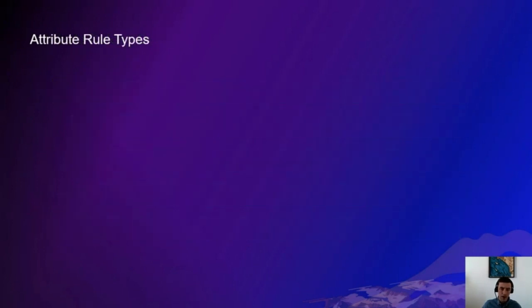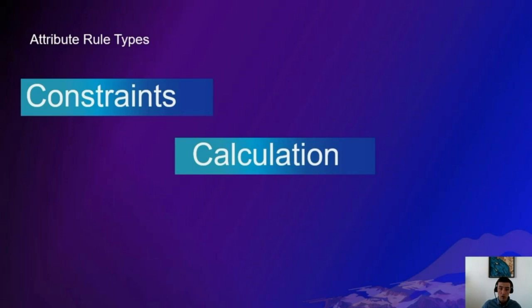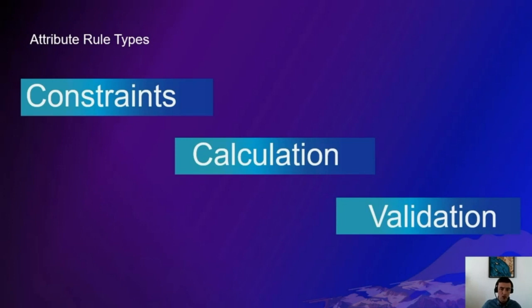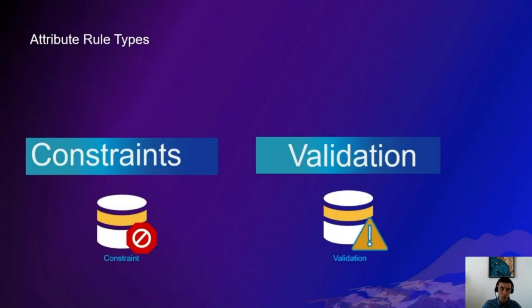There are three main types of attribute rules. We have constraint rules, which restrict inserts and modifications to feature classes and tables. Calculation rules, which provide an automated way to populate feature attributes. And finally, we have validation rules. They help in the process of quality control by running validation on existing data. So for our workshop today, I'll be focusing on constraint and validation rules.